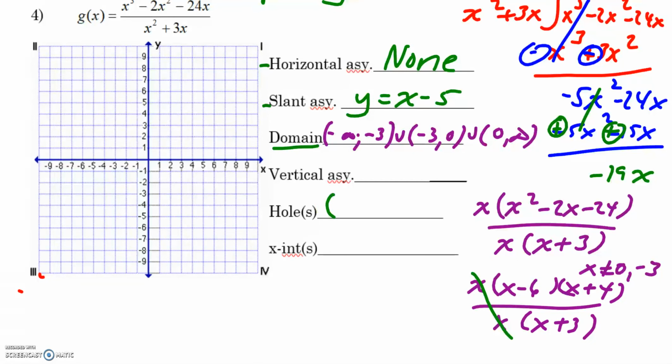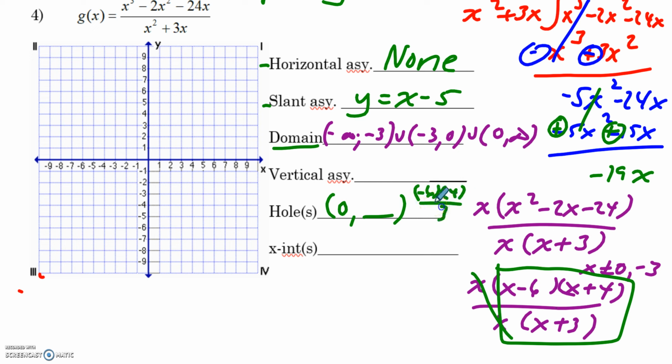So this hole is at 0 comma something, and again, how I find that something is plugging the 0 into the reduced version, which is here. So if I plugged 0 in here, I would get negative 6 times positive 4 over 3. So that would be negative 24 divided by 3, or negative 8 for my hole.